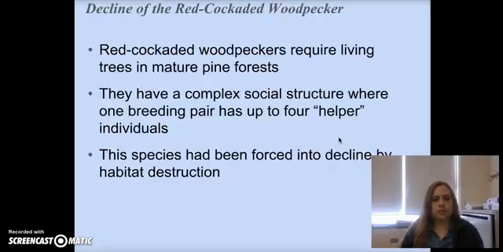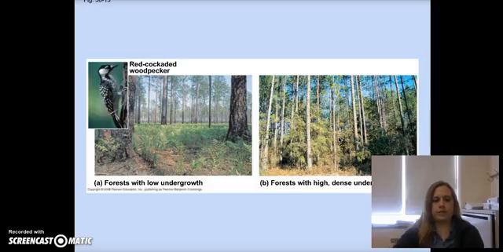An example is the red-cockaded woodpecker. These woodpeckers require trees in mature pine forests, and they have a very complex social structure. So you have a breeding pair that would have up to 4 helper individuals, and this species was forced into decline by habitat destruction.